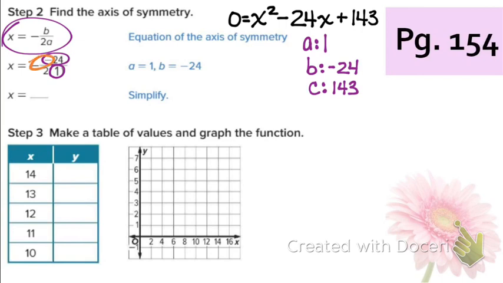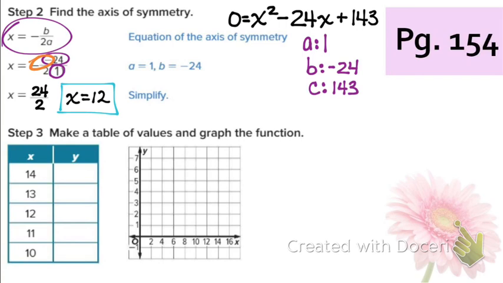What happens, though, because I had two negatives here? Turns into a positive. So this is positive 24 over 2. Can I simplify that at all? Yeah. X equals what? 12. X equals 12. There's my axis of symmetry. Your book is actually letting us graph something.